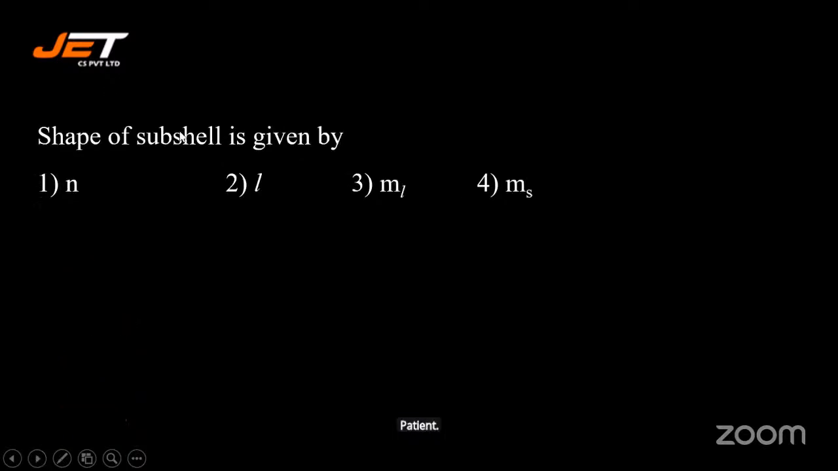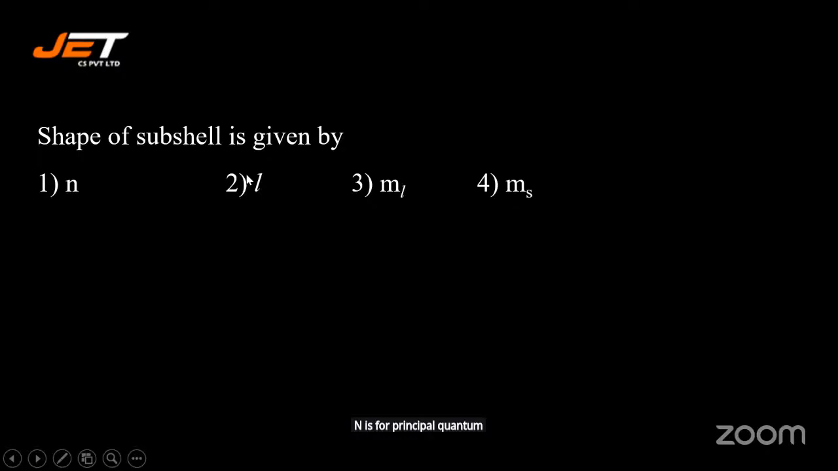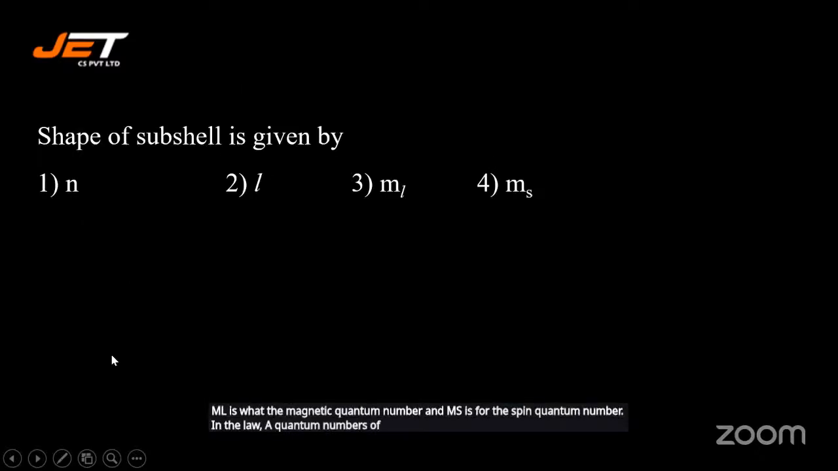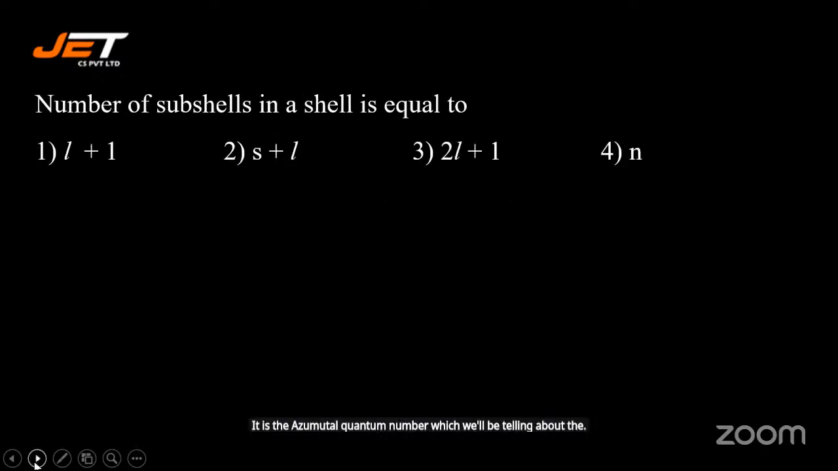Shape of a subshell is given by which quantum number? N is for principal quantum number, L is for azimuthal quantum number, ML is for the magnetic quantum number, and MS is for the spin quantum number. Which quantum number tells the shape of the subshell? Let us see who will give the right answer. It is the azimuthal quantum number which will be telling about the shape.